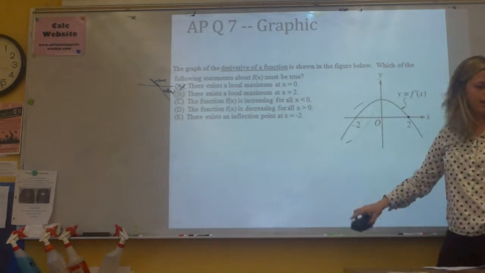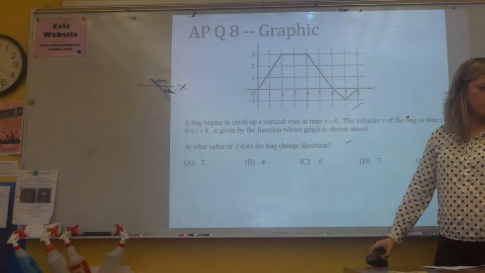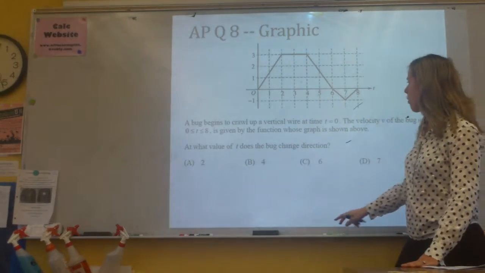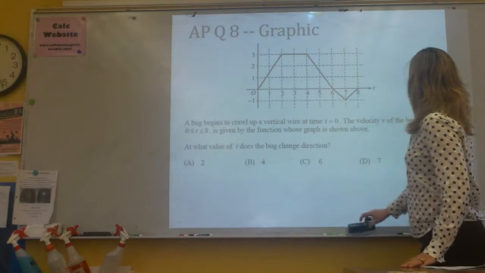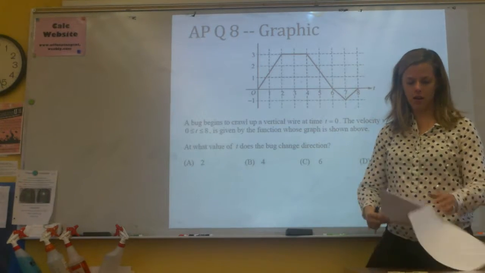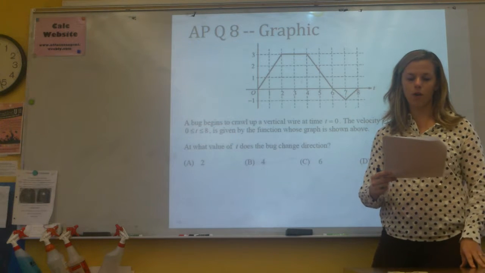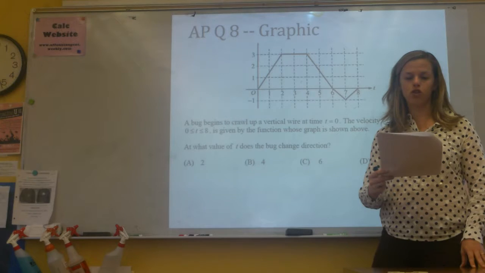Let's move on. The next ones you guys are going to try on your own. We have a bug that begins to crawl up a vertical wire at time t equals 0. The velocity of the bug at time t between 0 and 8 is given by the function whose graph is shown above.